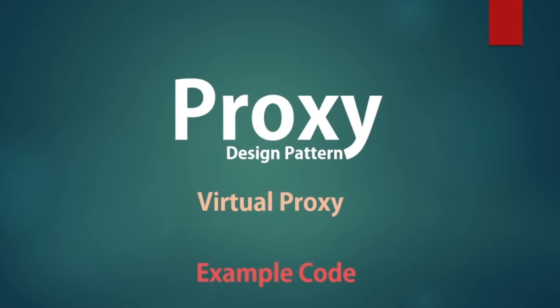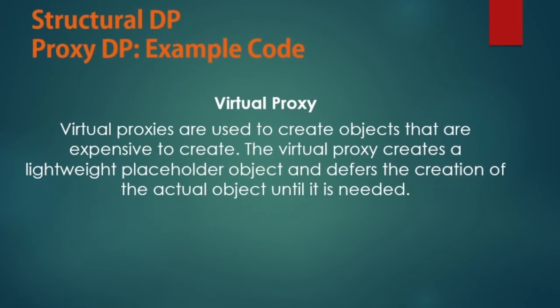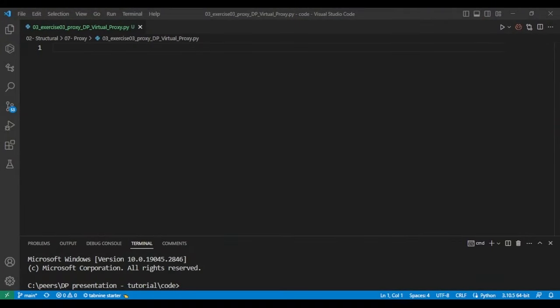Hello and welcome back. Again, let's take another example code of the proxy design pattern, using a virtual proxy as an example. What is a virtual proxy? Virtual proxies are used to create objects that are expensive to create. The virtual proxy creates a lightweight placeholder object and defers the creation of the actual object until it is needed. Let's take a look at an example code.